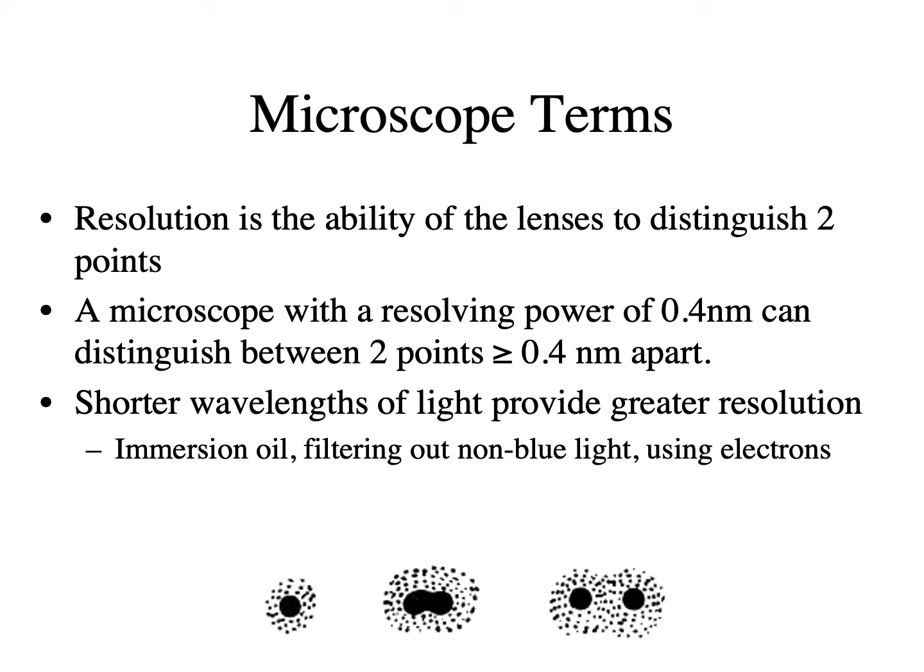There's a few things that we can use to kind of enhance resolution. We use immersion oil. We can put a filter on the microscope that filters out certain colors of light that kind of brighten it up for our eyes, or we could just abandon light and use electrons.